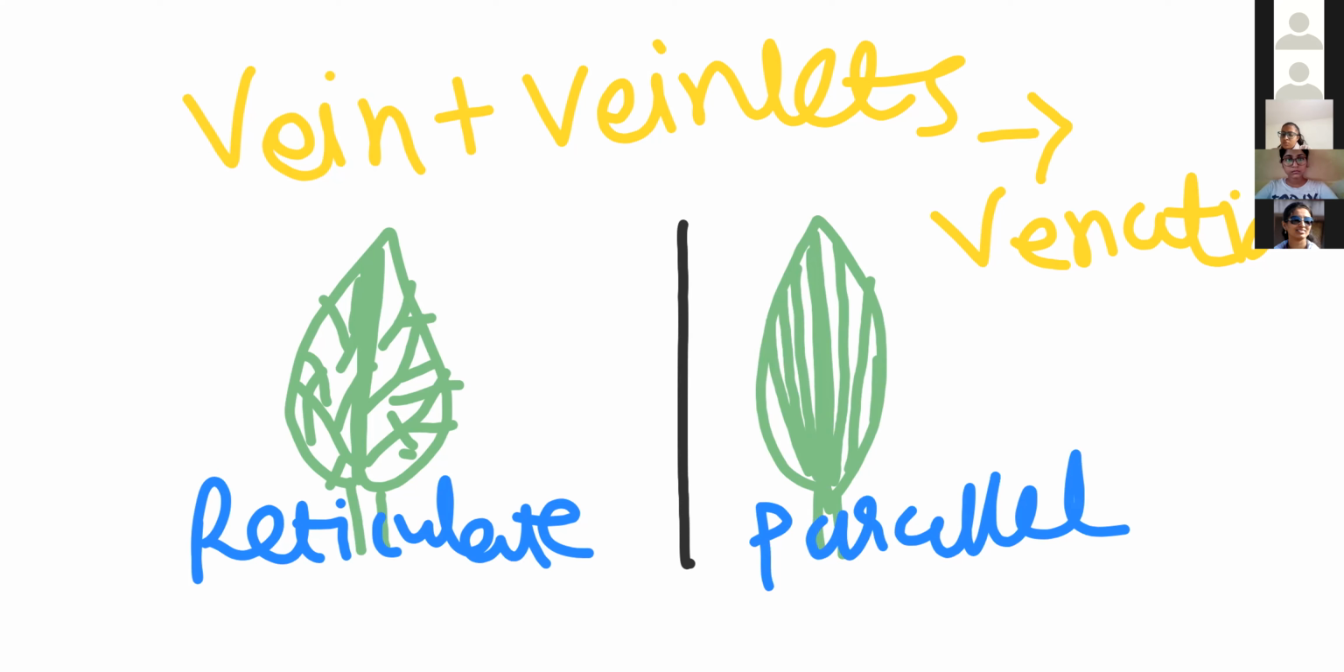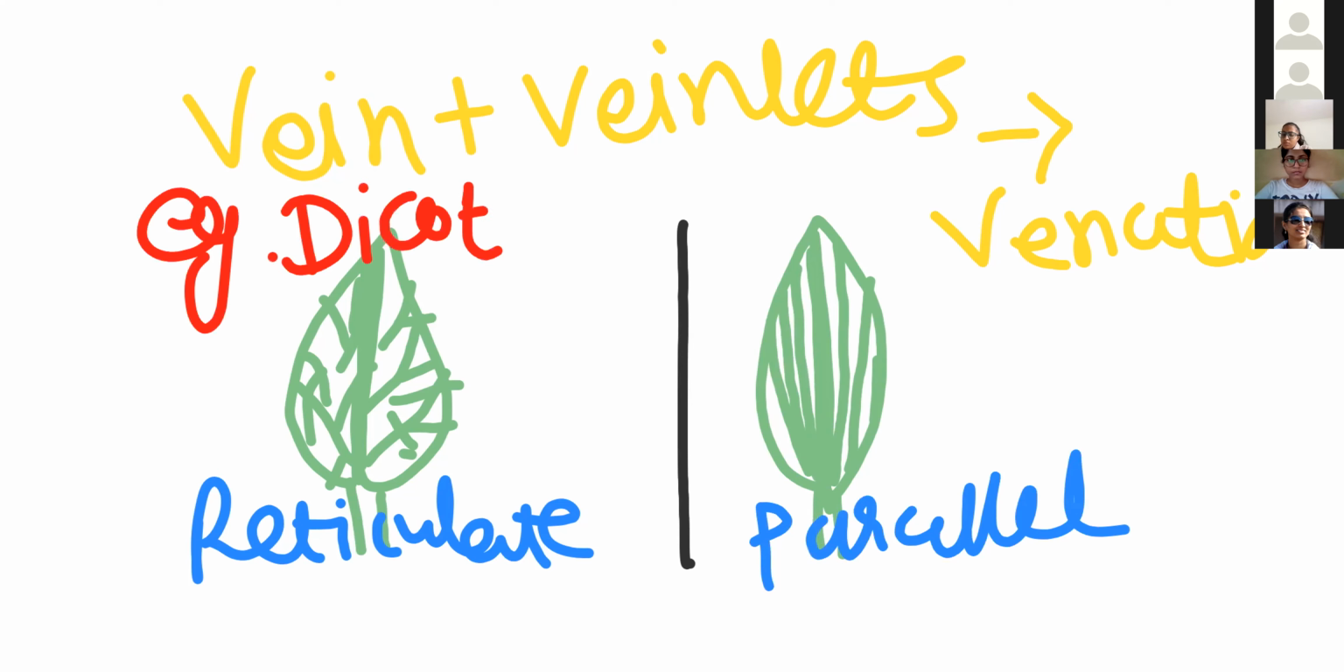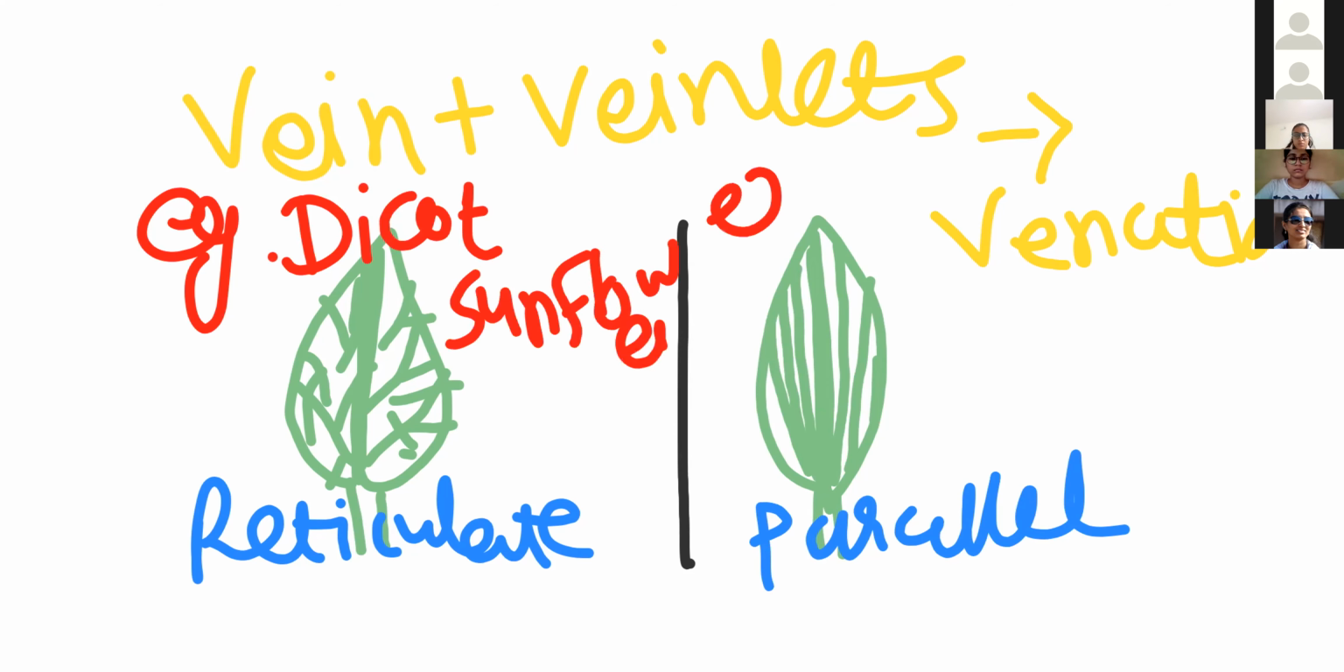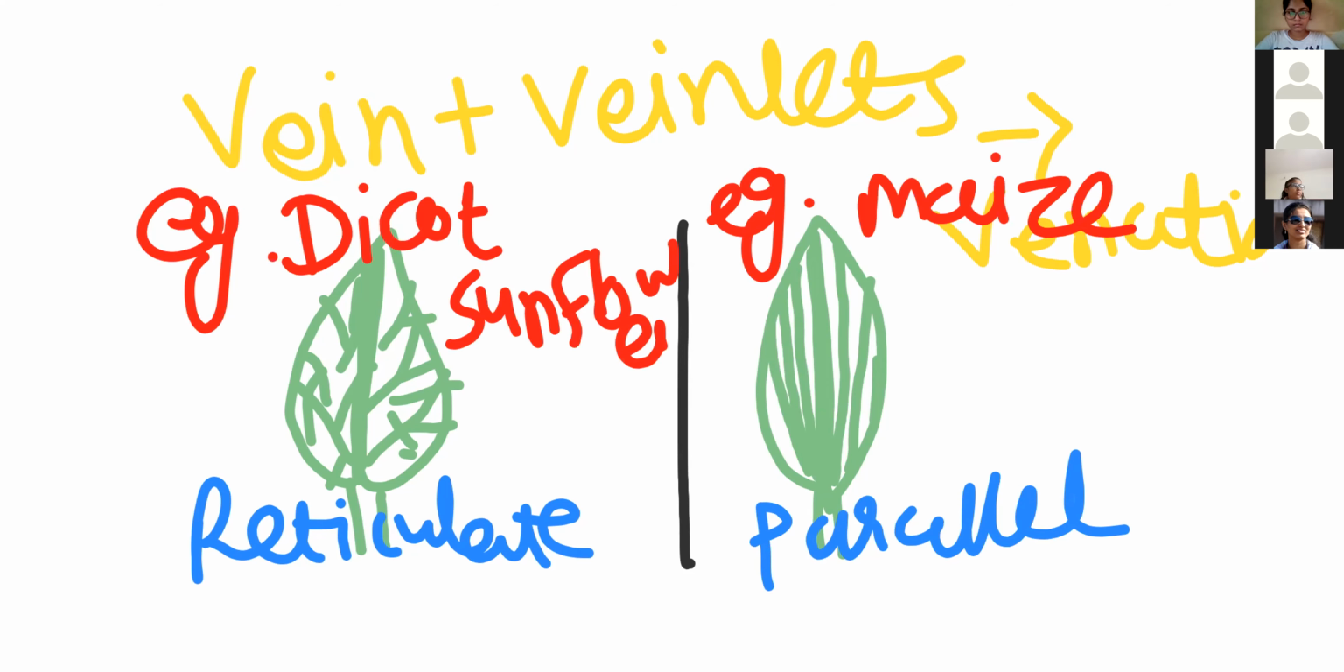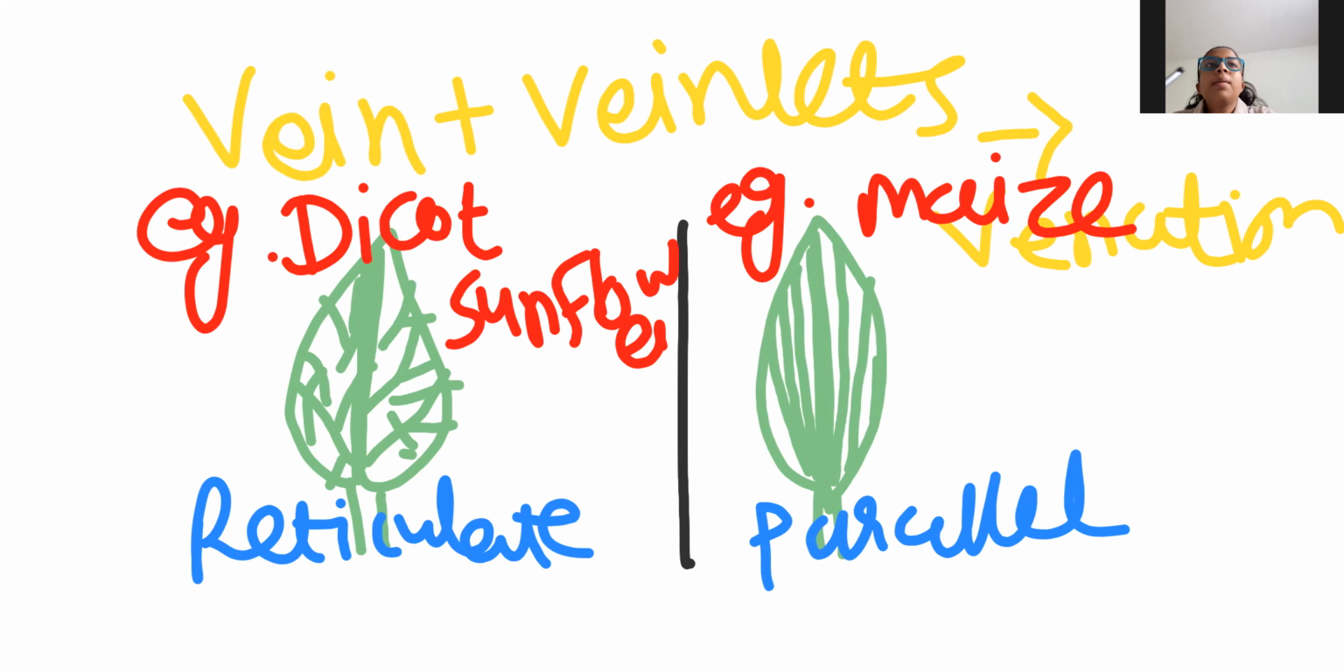Next, reticulate venation, example, dicots. Most of the dicots have this type of venation. One example is sunflower. Next, in monocots, example, maize. Can you give me other examples of dicot plants we have discussed in the first lecture? Arpita. Yes, ma'am. Mustard. Mustard, correct. Good. Next.